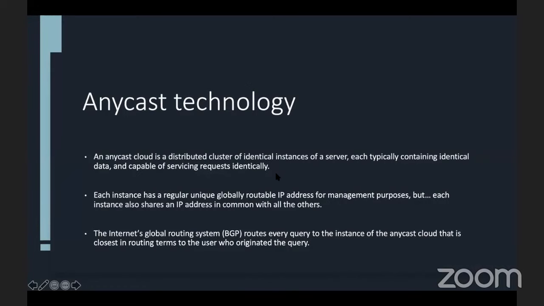So we'll go to the next slide. What exactly is the magic? What exactly is this idea of Anycast technology? You have a distributed cluster of identical instances of a server. They all have identical data, and more or less the same RAM and the same hardware dimensioning, so that they can service all the requests identically. Each instance will have a regular globally routable IP address for management purposes, so that you can ping or SSH to that particular instance. But, and this is where the magic comes in, each instance also shares an IP address in common with all the others.